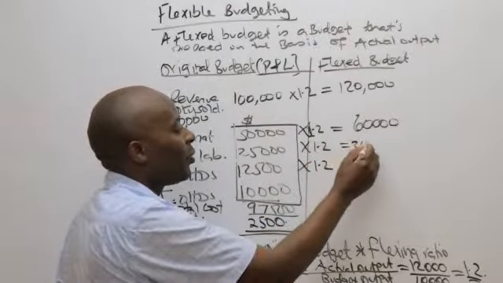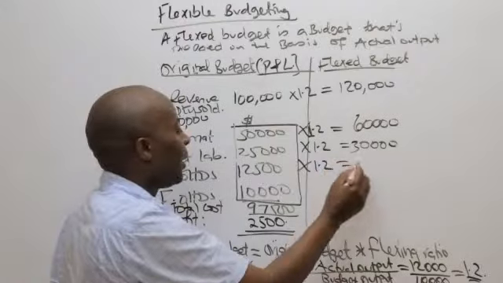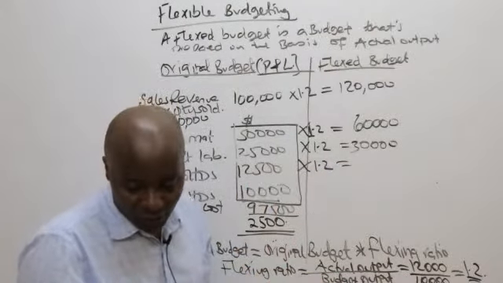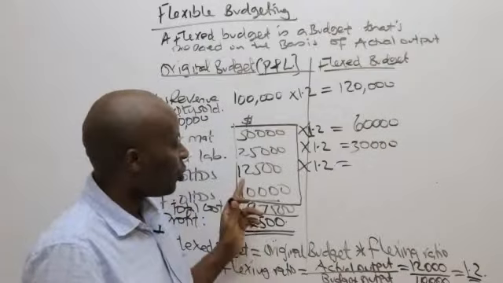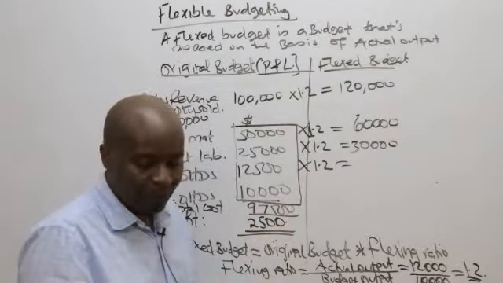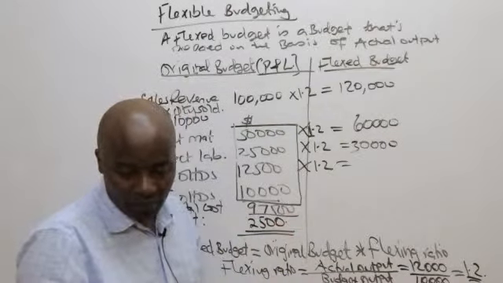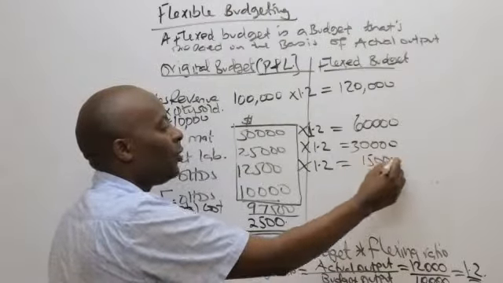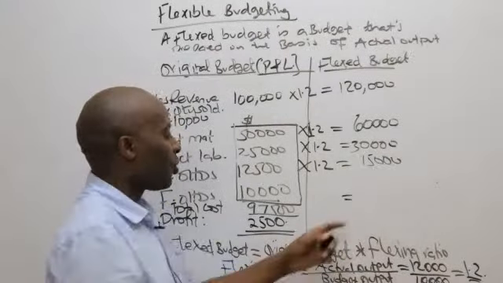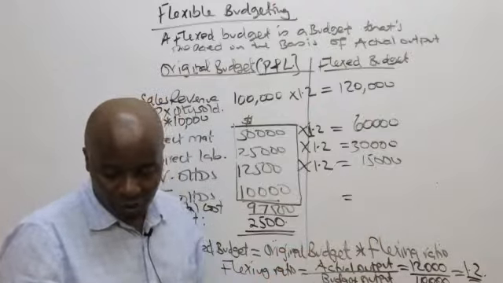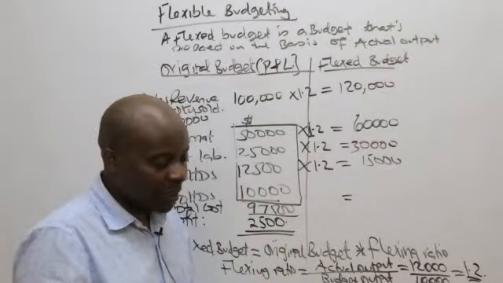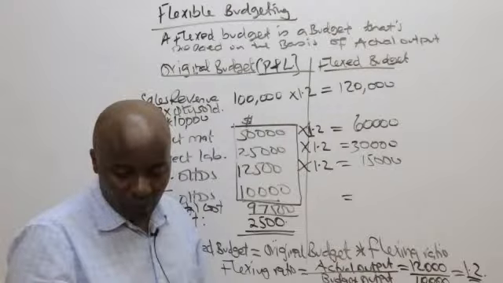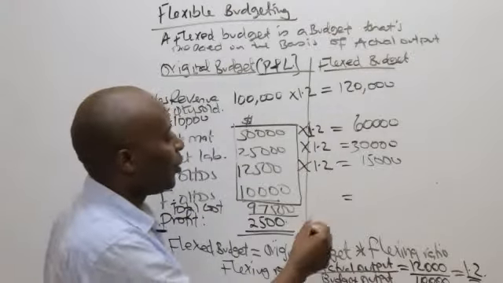And then last, ladies and gentlemen, we have 12,500 times 1.2. This one here will give us what figure? 15,000. So then what figure do you think I will put here for fixed overheads? What figure should I charge? 10,000. Thank you very much.